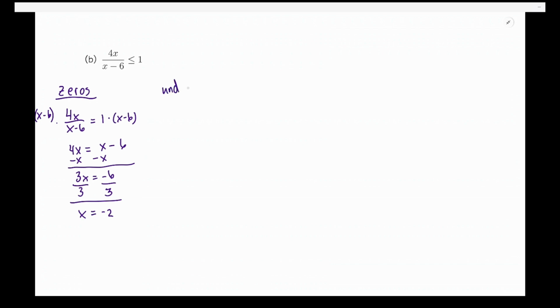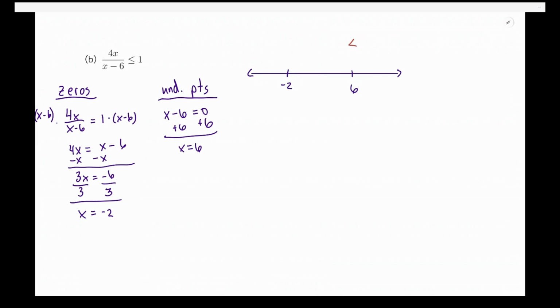And then for our undefined points, that's when x minus 6 equals 0. So that's when x is equal to 6. So our number line is split into 3 regions again. We get -2 and 6, with the 6 being the undefined point and -2 being the zero. Now I need to go ahead and pick my test values. So -3, 0, and 7 look good.